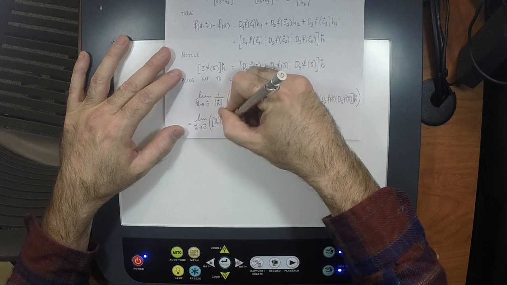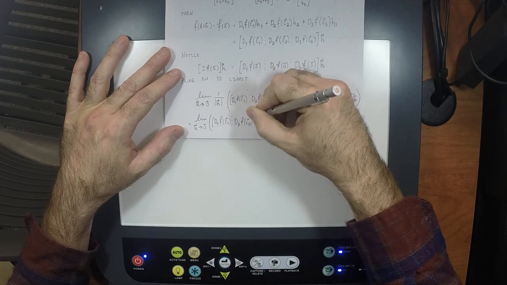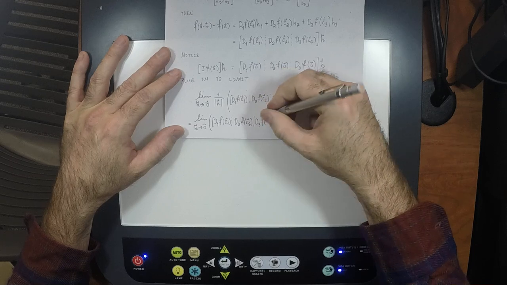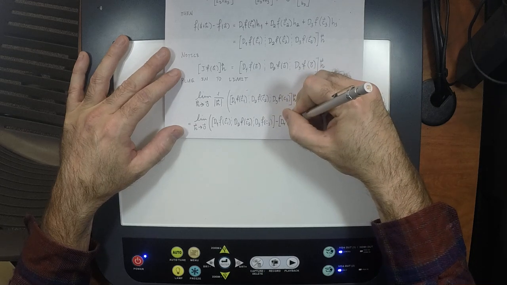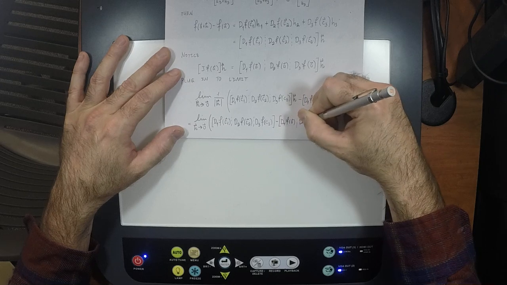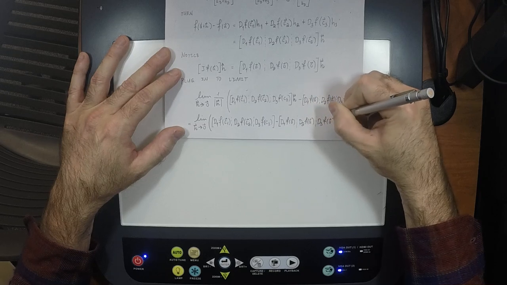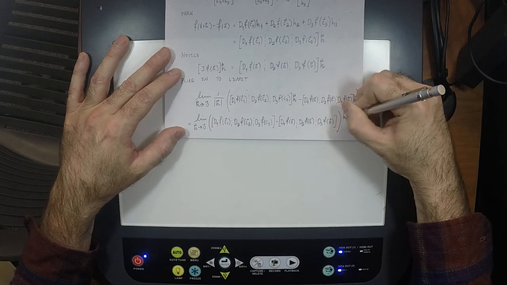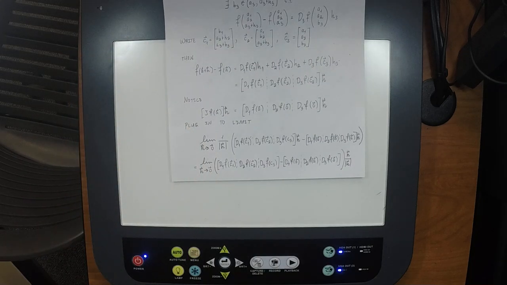So D1 f at C1, D2 f at C2, D3 f at C3, minus D1 f at A, D2 f at A, D3 f at A, and then H over length H. Okay, so now, the hypotheses that we jumped into with this theorem was that f is C1. That was our hypothesis, that it was C1. And remind me, what does C1 mean?